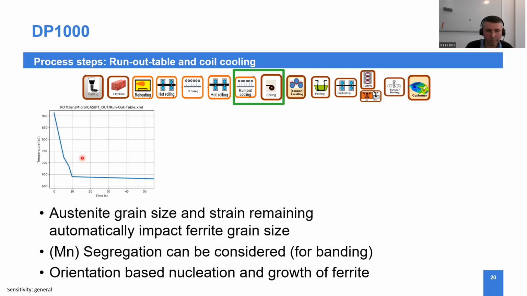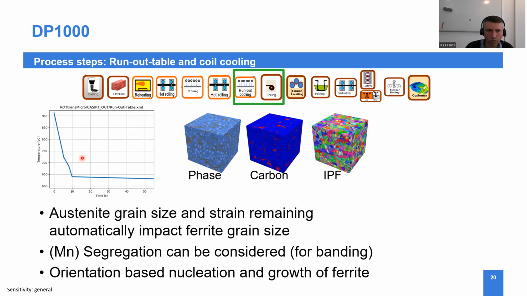And important is that we can use orientations to predict the transformation texture, but I will get back to that. So just to illustrate then what the microstructure looks like. So here you see in blue the ferrite, and in gray the pearlite. Of course, if you then look at the carbon map, the pearlite is high in carbon, and here already you see some example of an inverse pole figure coloring of the ferrite grains.